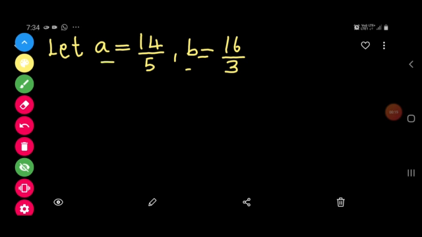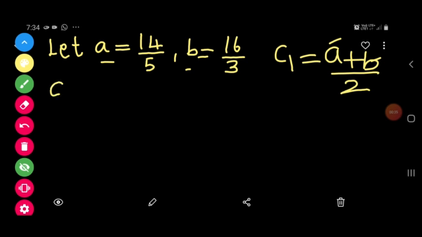First, we take the number 14/5 as A and 16/3 as B. Now, we are going to find the average of these two numbers. Let me take C1 to be the average. So, the formula is (A plus B) divided by 2. We have to add A and B and divide by 2.